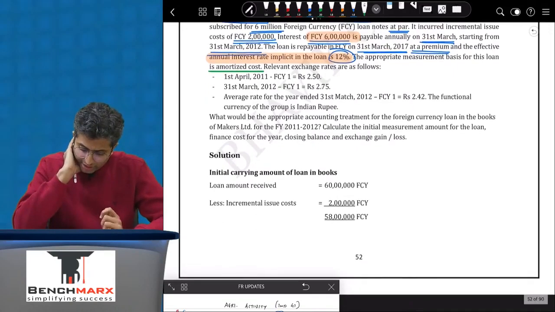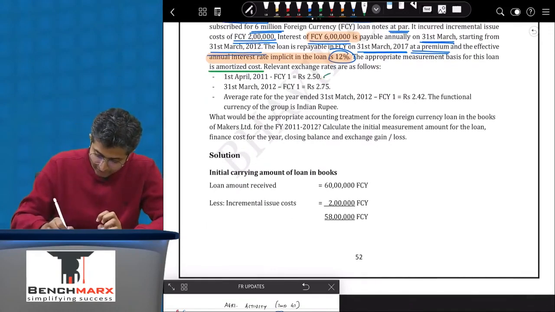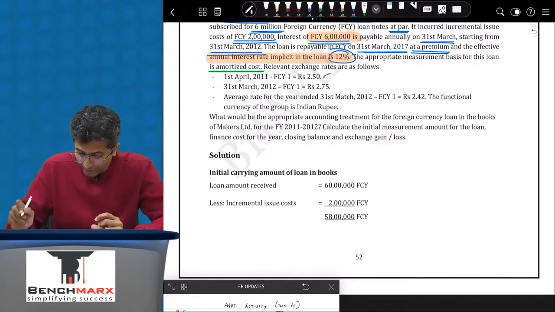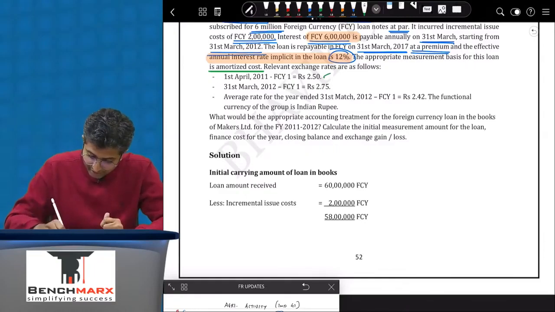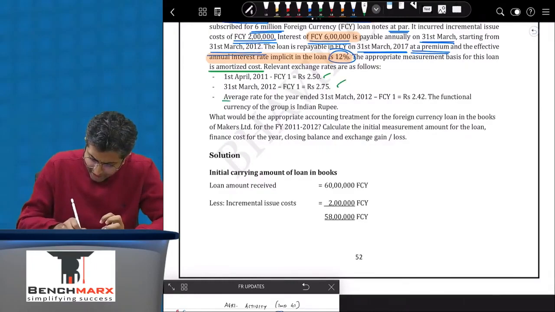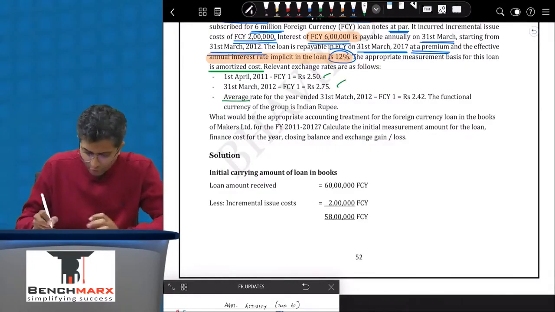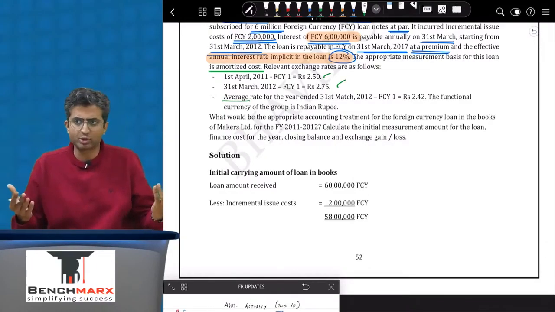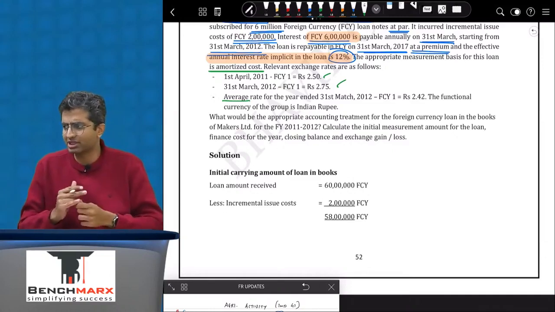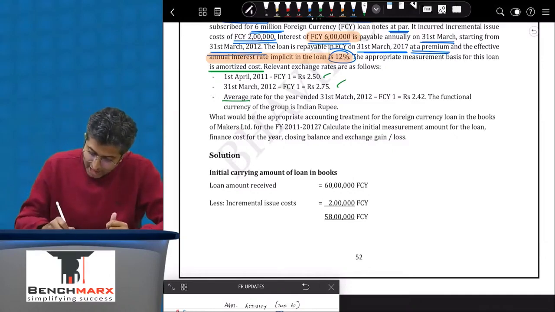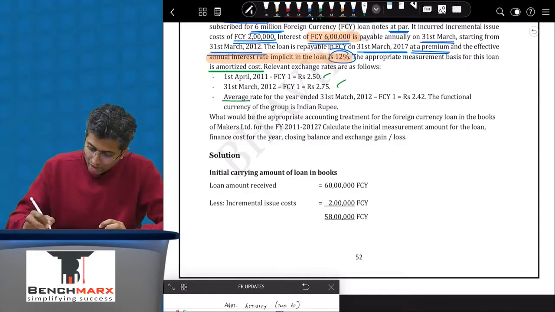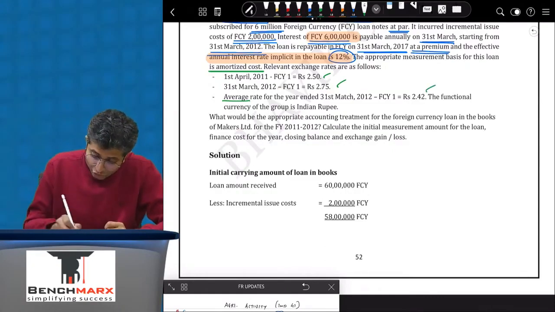The relevant exchange rates are as follows. So you have been given on 1st April 2.5 rupees per FCY. The closing rate is 2.75, and the average rate, if nothing was given, we would have done opening plus closing divided by 2, but if a separate average rate is given, we will take that for the workings. The average rate for the year ended is 2.42. The functional currency is the Indian rupee.